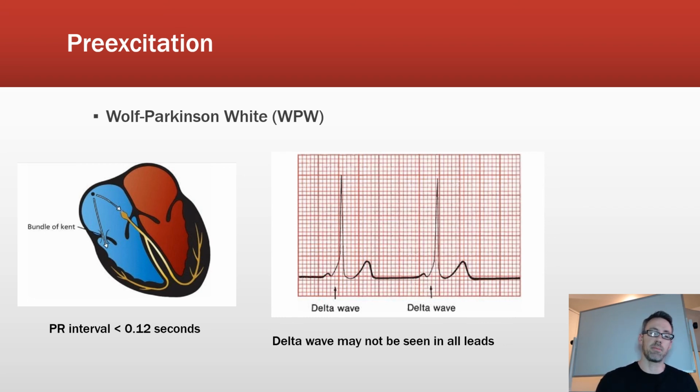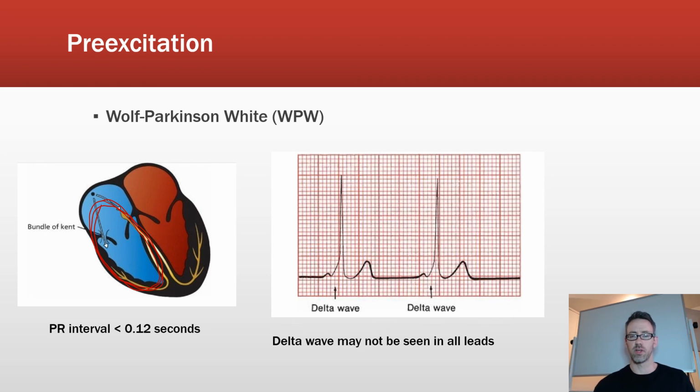And what's happening here is this circular electrical current is occurring from the atria. I'm going to draw it over here. I'm going to draw a little circle from the atria, to the ventricle, and back again. So it's actually a larger loop, and it can go in either direction. Let me explain that in a second.